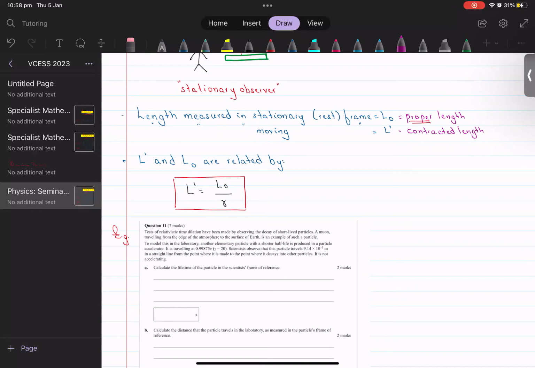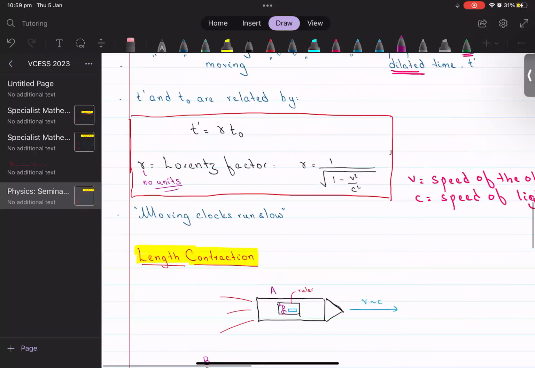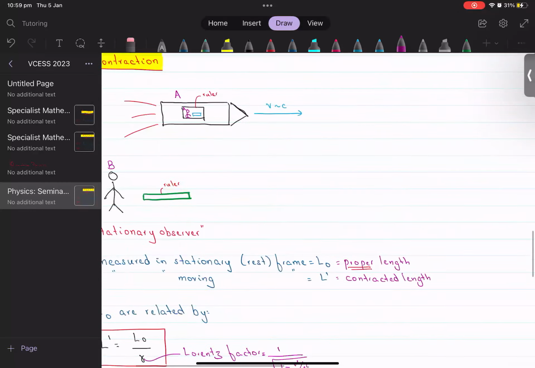Here's the relationship between the contracted and the proper length, L prime and L naught, which I've labeled. Contracted length. Sorry, did I say dilated? No, I meant contracted. The contracted length and the proper length are related by the following relationship. L prime is equal to L naught divided by gamma, where gamma here, once again, is our Lorentz factor, which was described above. It's that unitless quantity, which is defined as 1 over the square root of 1 minus v squared on c squared. I defined this earlier in the time dilation section here. So v is the speed of the object, c is the speed of light.